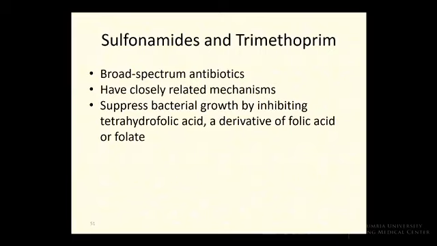And folic acid deficiency is particularly bad in terms of central nervous system development. And so folic acid deficiencies increase congenital anomalies, including things like spina bifida or other neural tube defects.